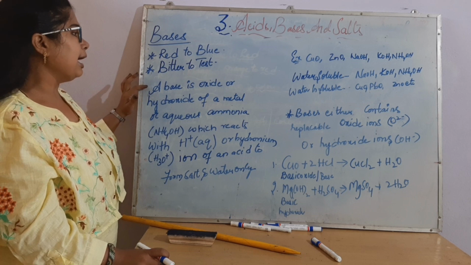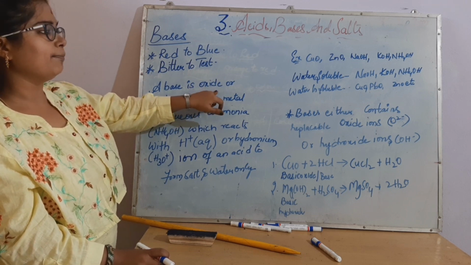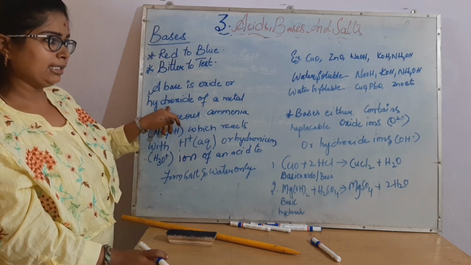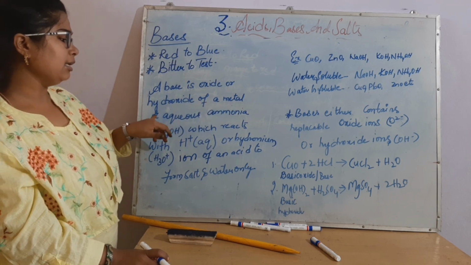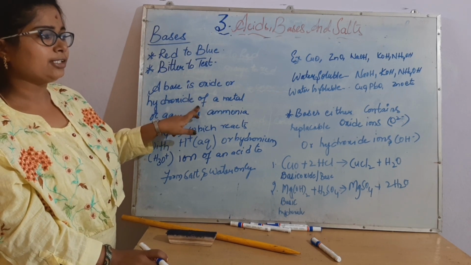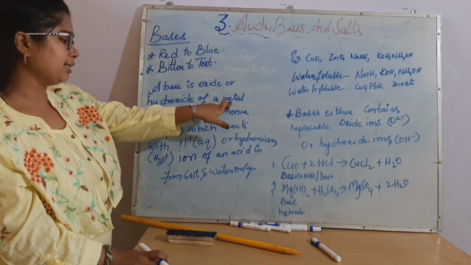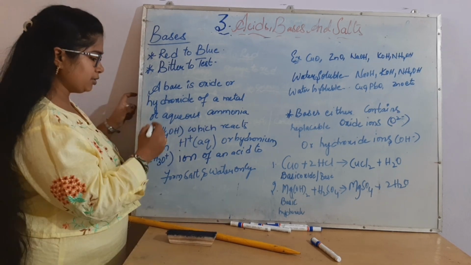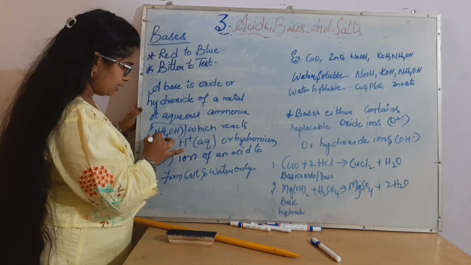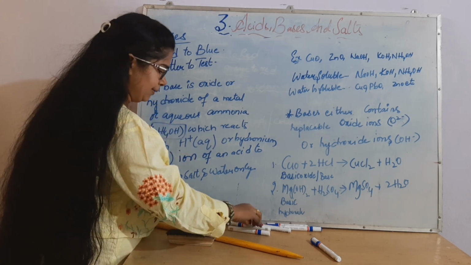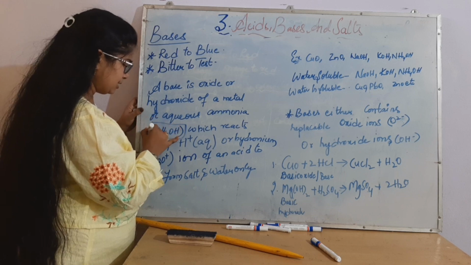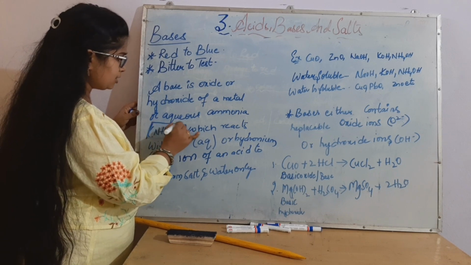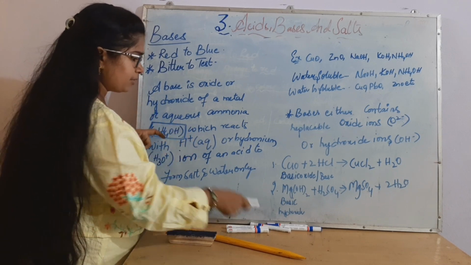A base is an oxide, like copper oxide, zinc oxide, or a hydroxide of a metal, like sodium hydroxide, KOH, NaOH, or aqueous ammonia. Aqueous is something different from liquid, isn't it? If a solute is added to the solution, then it becomes an aqueous solution.